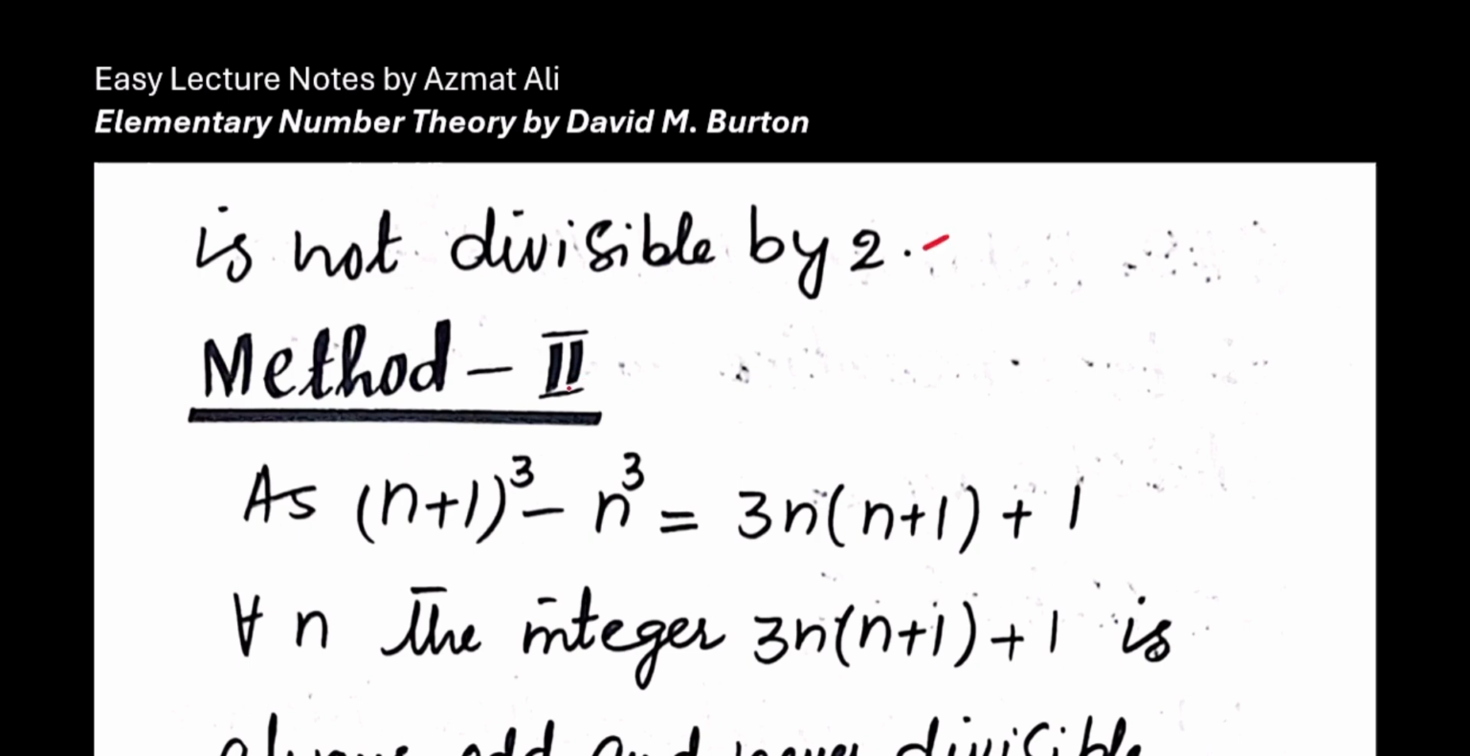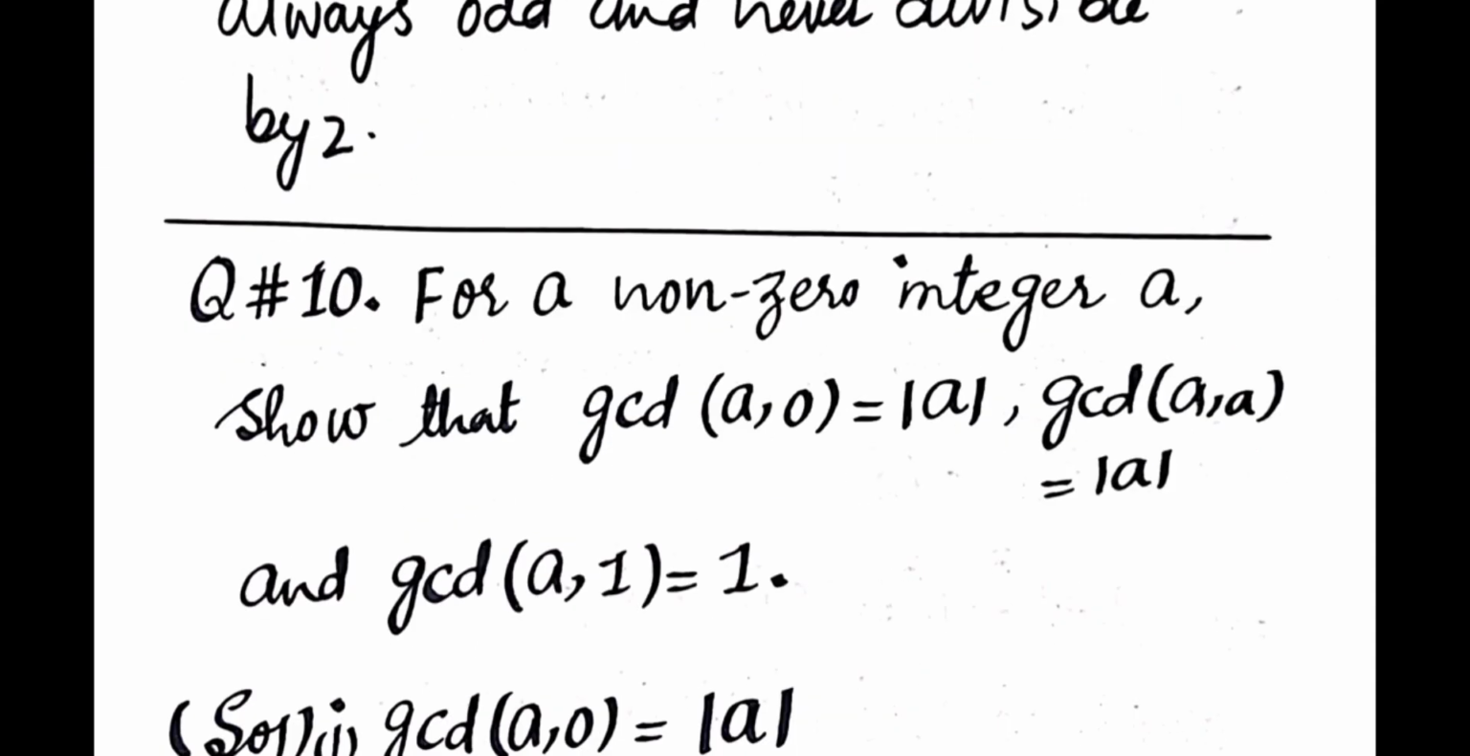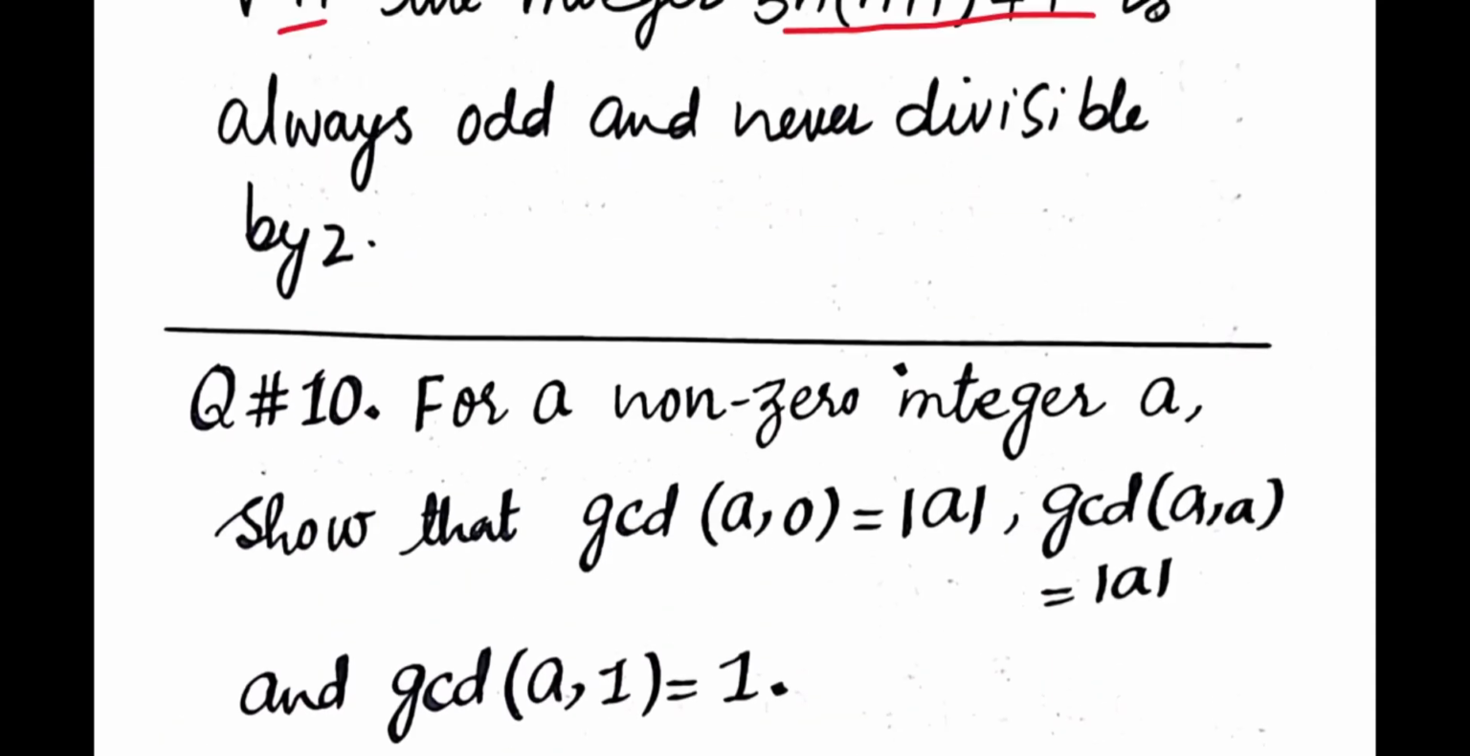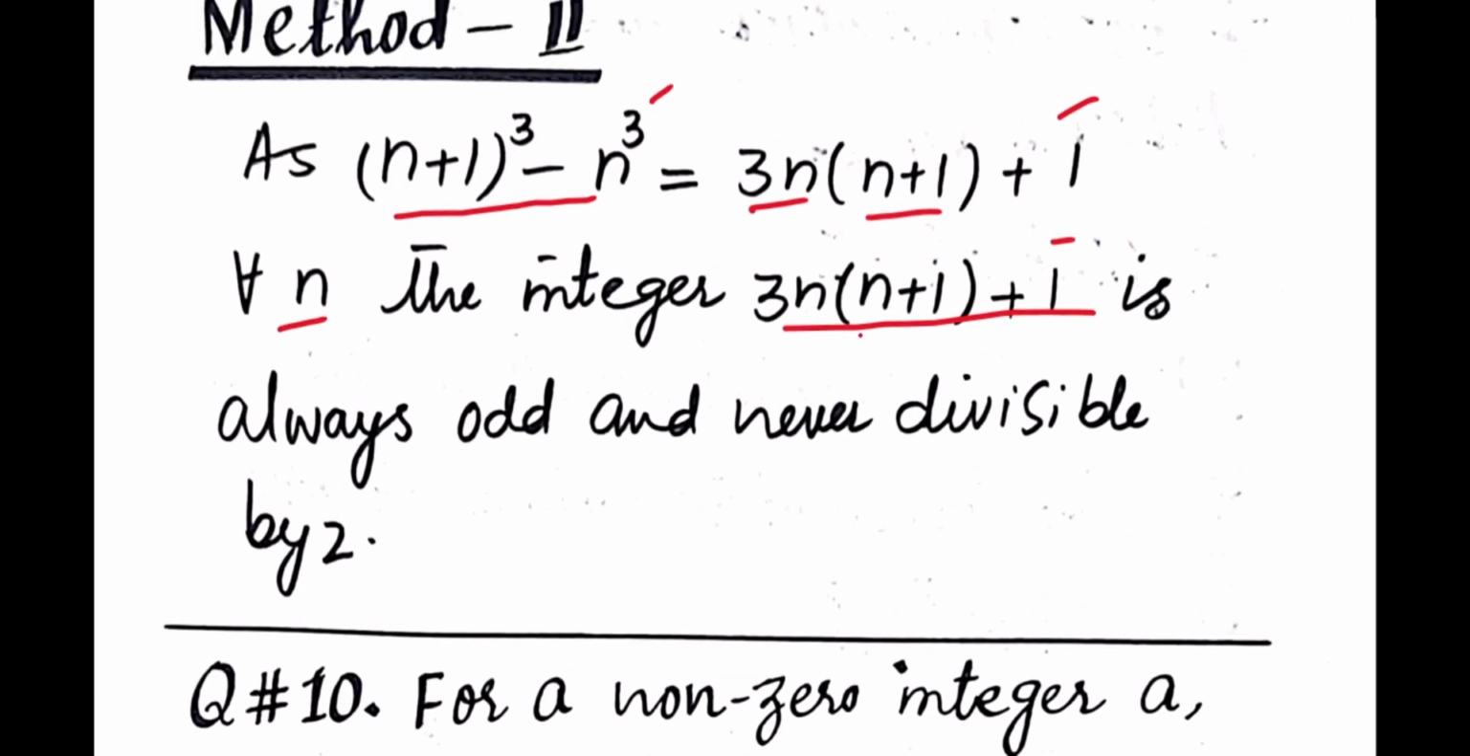The second method is considering the difference n plus 1 whole cube minus n cube, and after expanding the cubes and after some algebraic calculation, we can get this expression 3n into n plus 1 plus 1. For all integers, whether n is odd or even, this number 3n into n plus 1 plus 1 is always an odd integer. An odd integer is never divisible by 2.